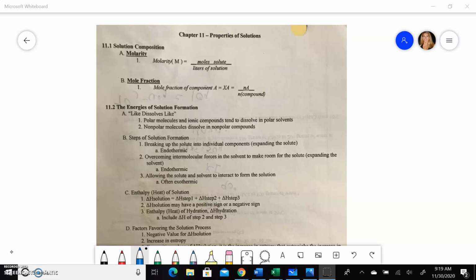Chapter 11 is about solutions. So this is going to be all about how things dissolve and why things dissolve and how we measure how much of them has dissolved. So let's start with how we measure it, and that is in units of molarity.